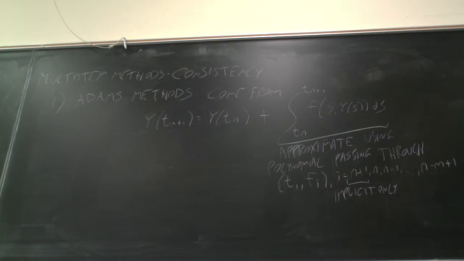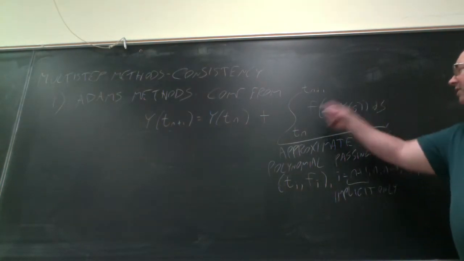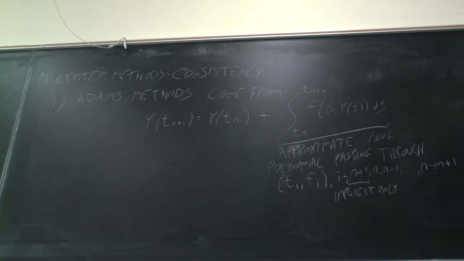Because we're using a polynomial interpolant to approximate this f here, that way we can evaluate the integral of that, at least, and that's where the Adams method comes from. I stepped through this two classes ago, and that's where all the betas come from.